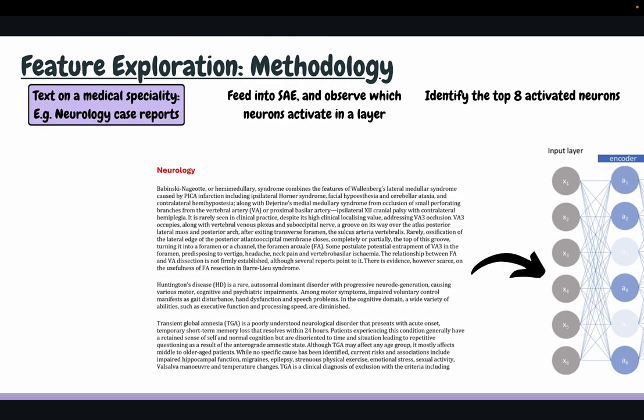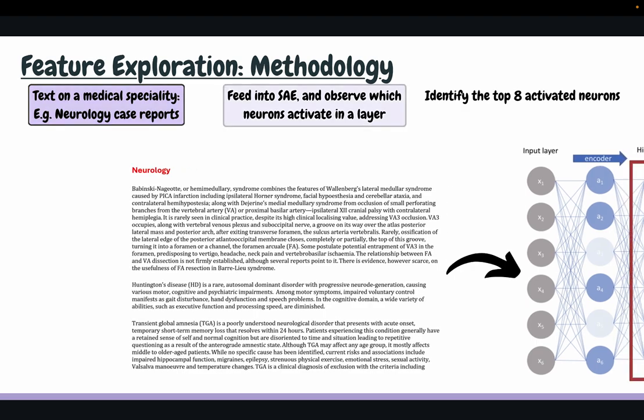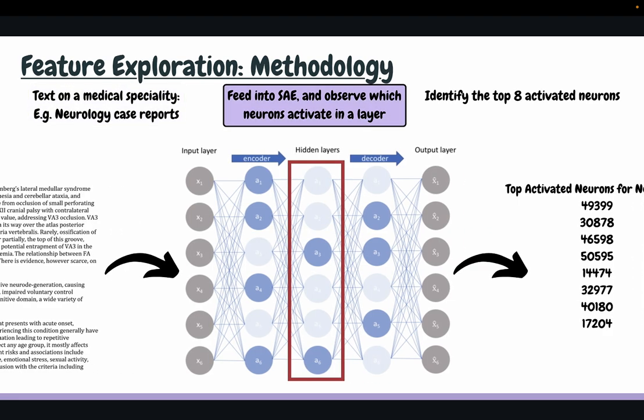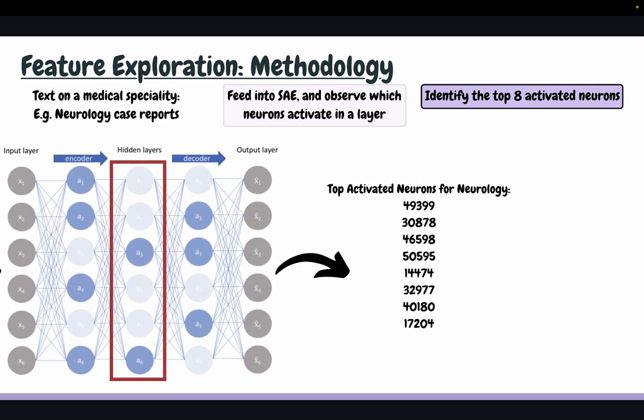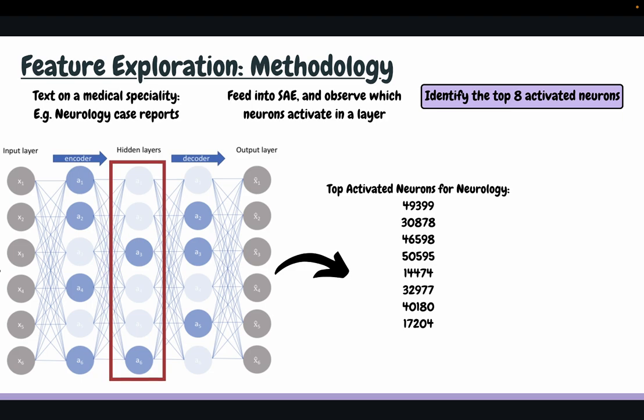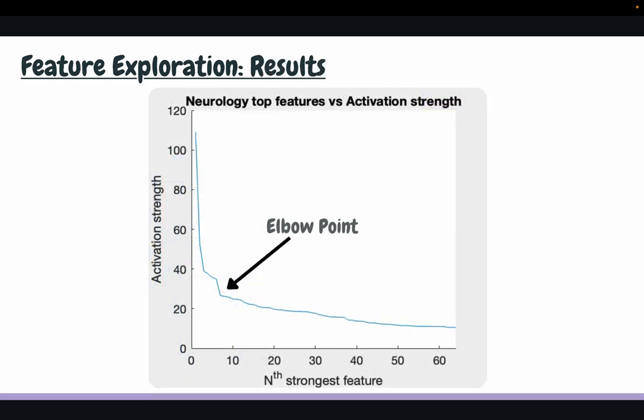To talk more about the feature exploration method, we start off with a series of case reports, focusing on particular specialities. In this example, we've got a neurology case report from BMJ. We feed that into the sparse autoencoder, and we can see which neurons are lighting up the most and corresponding most to that case report. Then we identify the top activated neurons, for example this list of 8. We did this by visualizing them on a graph, and we can see that at some point there's a point of diminishing returns, where up to a certain number of neurons we get the most activation for the least number of neurons.